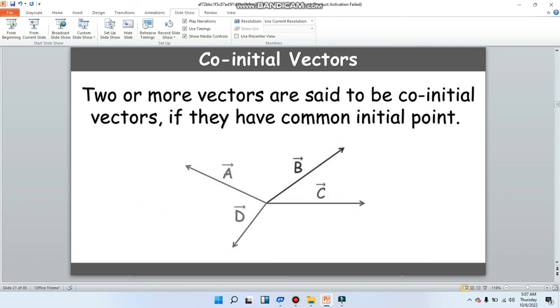Co-initial vectors. Two or more vectors are said to be co-initial vectors if they have common initial point. For example, the vector A, B, C and D have their initial point here where they intersect each other at the middle point. This point is called co-initial point.